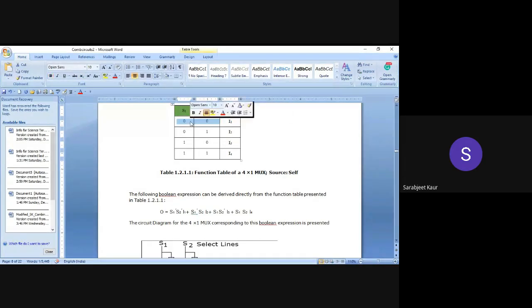Ma'am, you said that the function of a mux is that it can pass on multiple signals on the same line, right? But in this, ultimately only one of the inputs is being selected and passed on to the output. Yes, that's right. That's right.